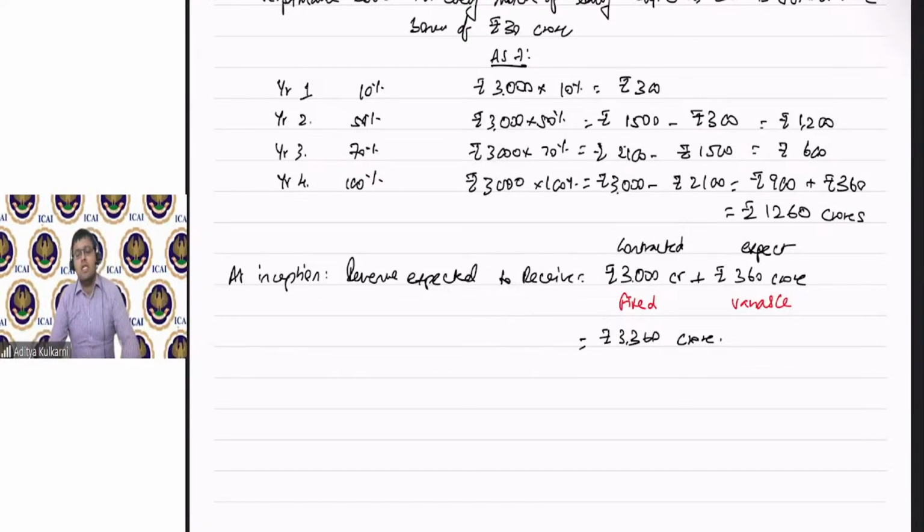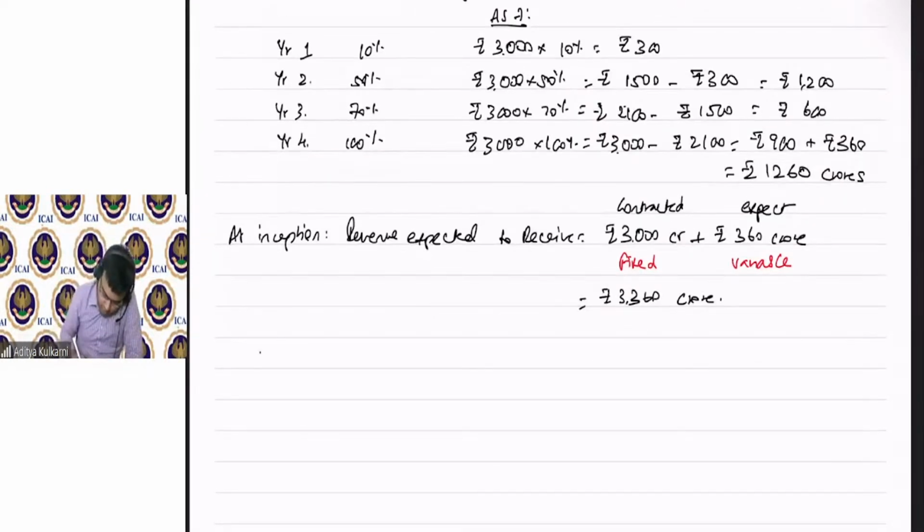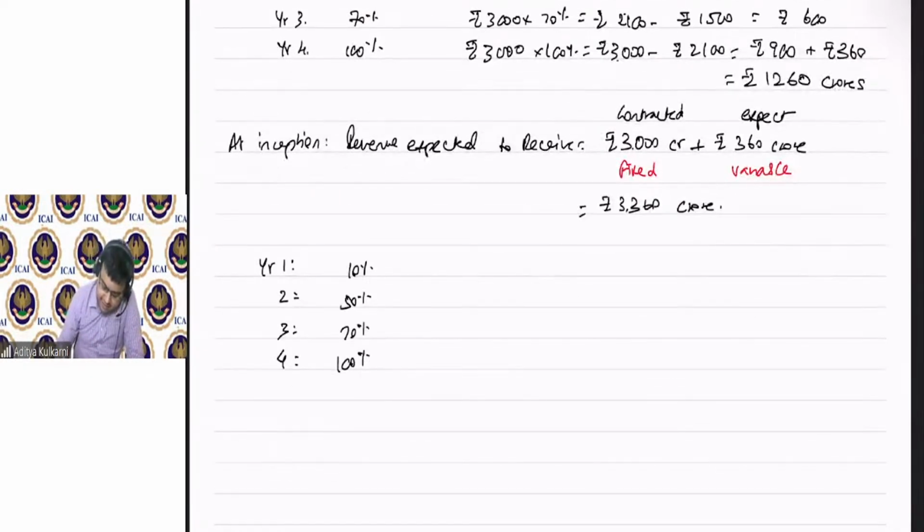3,360 crores. Now, year 1, how much revenue would L&T recognize? 10%, 50%, 70%, 100% for years 1, 2, 3, and 4. Okay. Now, in year 1, the revenue that L&T will recognize is 3,360 into 10%. So that gives you rupees 336 crores.